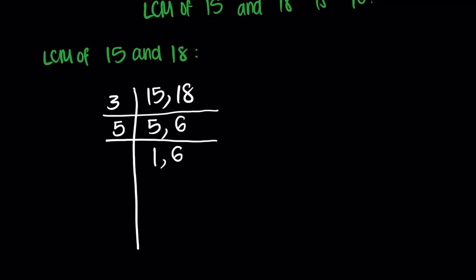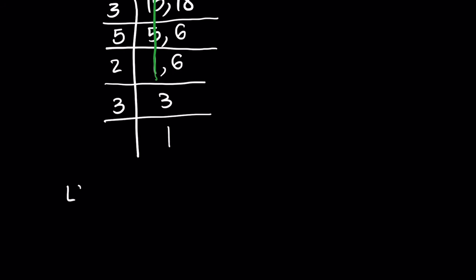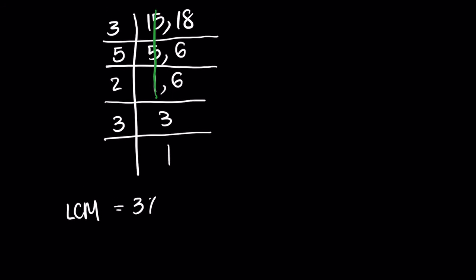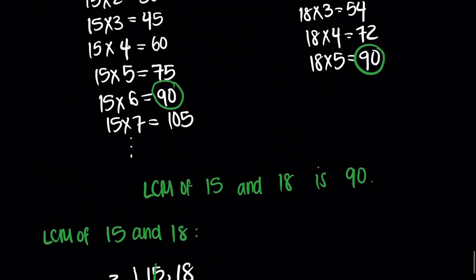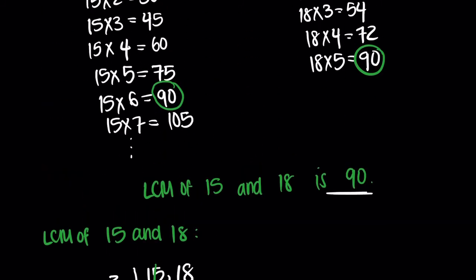Now we're finished with one side. And we're left with just 6. 2 is a prime factor that goes into 6, and it does so 3 times. And 3 is the only prime factor for 3, and it goes into itself once, leaving us with 1, and we're done. The LCM is just the product of all the prime numbers. So 3 multiplied by 5 multiplied by 2 multiplied by 3, which is 90, exactly what we expected to get.